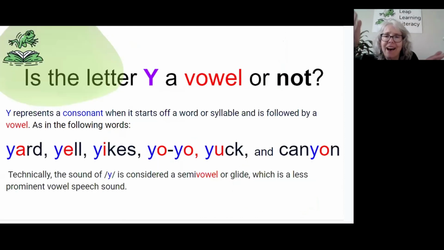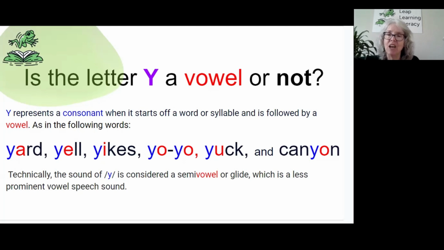Is the letter Y a vowel or not? Y represents a consonant when it starts off a word or syllable and is followed by a vowel, as in the following words: yard, Y-A, Y, consonant sound. Yell, Y-E, Y, consonant sound. Yikes, Y-I, Y, consonant sound. Yo-yo, Y-O, Y, consonant sound. Yuck, Y-U, Y, consonant sound.